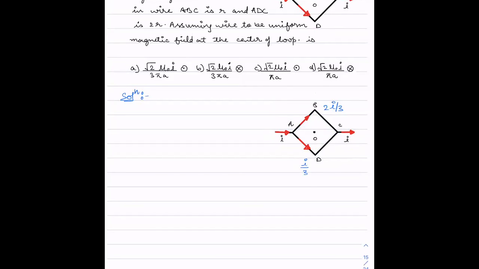How have I calculated it? By using the current division rule in a parallel circuit. Now the magnetic field values we have to calculate. For that I should know this perpendicular distance. So what is this distance?